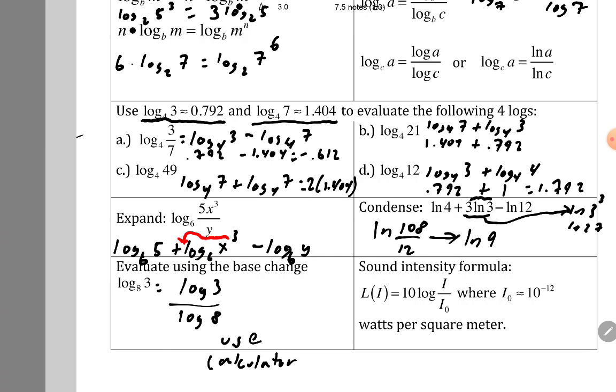And then they came up with this nice little sound intensity formula. Basically how intense, kind of like how loud something is. Loudness in decibels. So loudness right here in decibels.